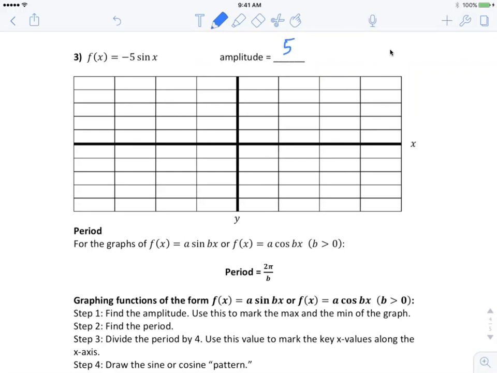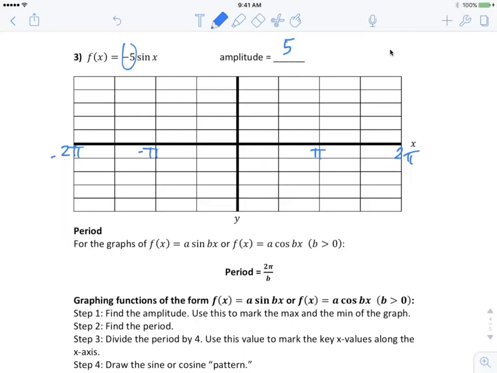Okay, and so we can now label the x-axis. There's 2 pi, there's -2 pi. You can label all the intermediate values if you want. I'll just do pi and -pi, and then do your sine wave. But now we have to take into consideration that there's a negative out front that reflects the graph about the x-axis, or just flips it upside down.